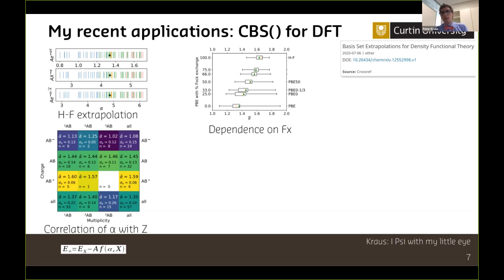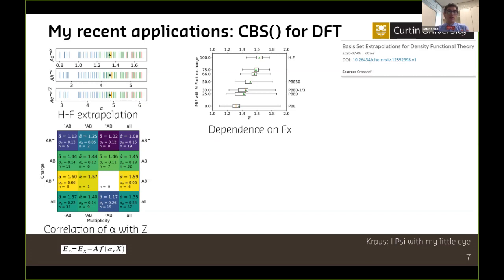First of all, I had a look at the dependence of these extrapolation constants depending on the admixture of the exact Fock exchange, so the Hartree-Fock exchange in hybrid functionals into the DFT recipe. So on the top, I have Hartree-Fock, which has no correlation. On the bottom, I have PBE, which is 100% PBE correlation and 100% PBE exchange. And in the middle, I slowly increase the percentage of Fock exchange while backing out the percentage of PBE exchange.